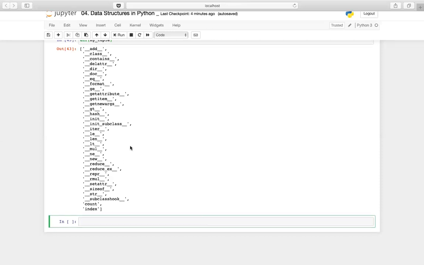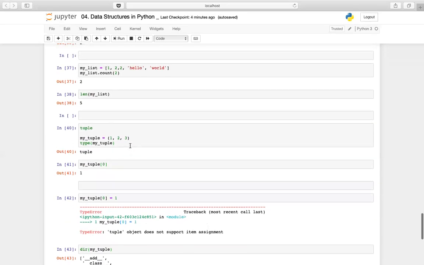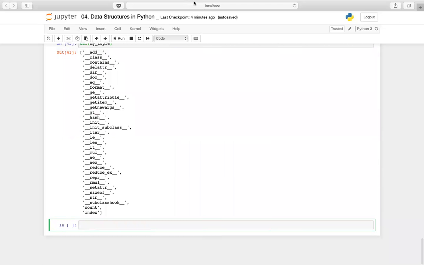So this is more or less what covers the fundamentals on tuples. In the next video, we'll discuss what dictionaries are and different operations with them.